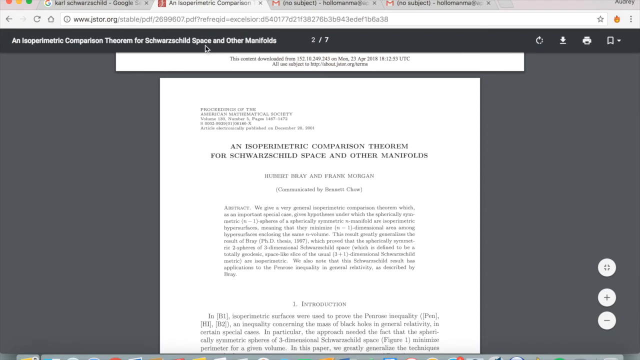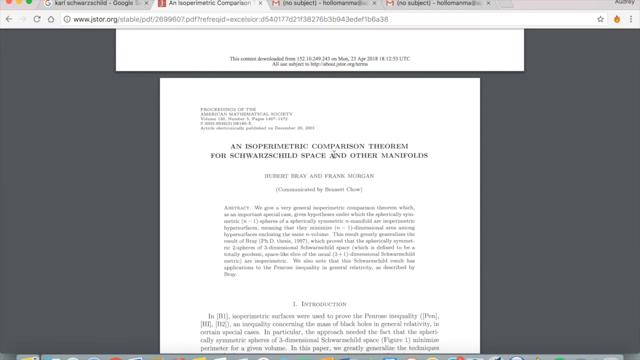One article I found interesting was an isoperimetric comparison theorem for Schwarzschild space and other manifolds. It was published by the American Mathematical Society and was written by Hubert Bray and Frank Morgan. The article talks about how geometrically the Schwarzschild metric is spherically symmetric and has zero scalar curvature. Physically, this metric corresponds to a totally geodesic space-like slice of the usual 3D Schwarzschild space, which is a spherically symmetric black hole in vacuum. In the Schwarzschild metric, every sphere of revolution is uniquely minimizing.